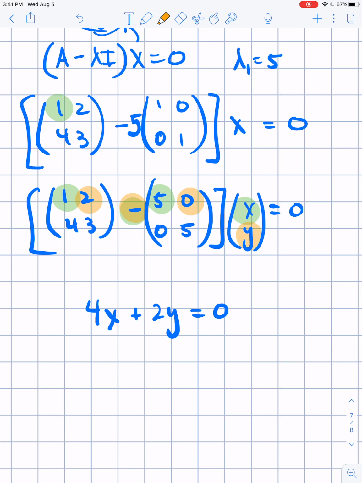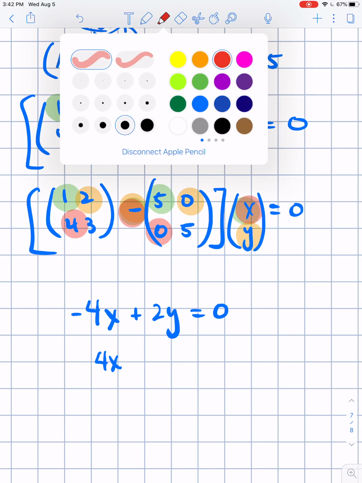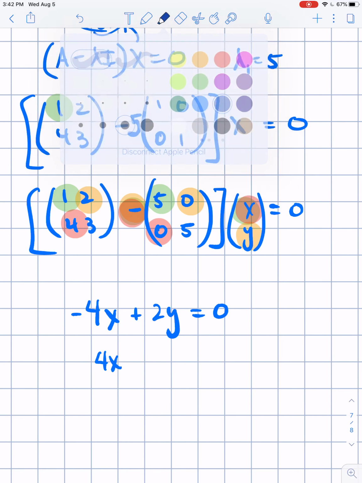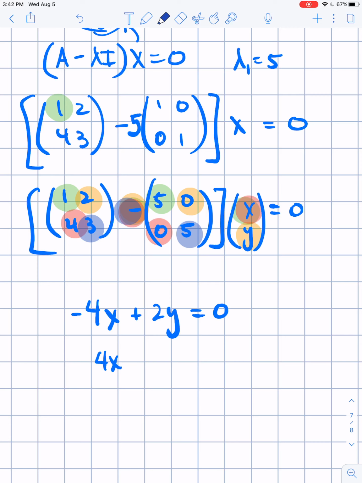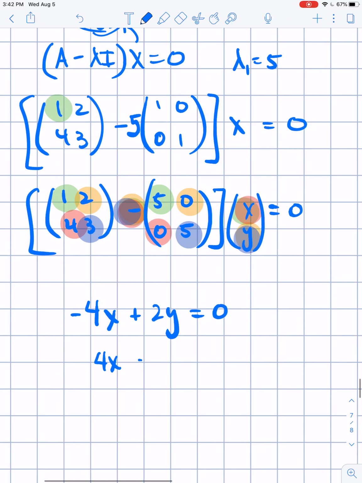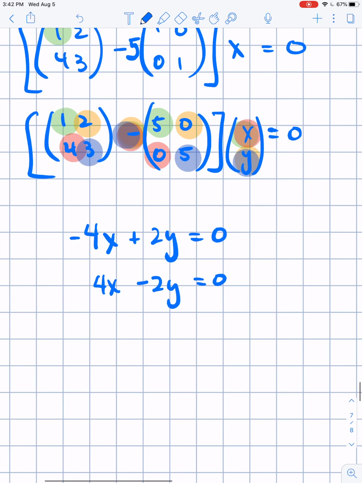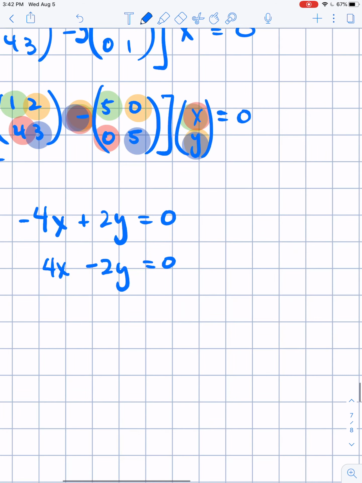And then we do the same thing. So 4 minus 0, which is 4, times x gives me 4x, and then I do the same thing here. Oh, sorry, negative 4 there. And I do the same thing here, and we have 3 minus 5 times y, so that's negative 2y equals 0. Both of these are equivalent. You can see that it's just negative. So either one that we solve for, we're going to get y equals 2x.